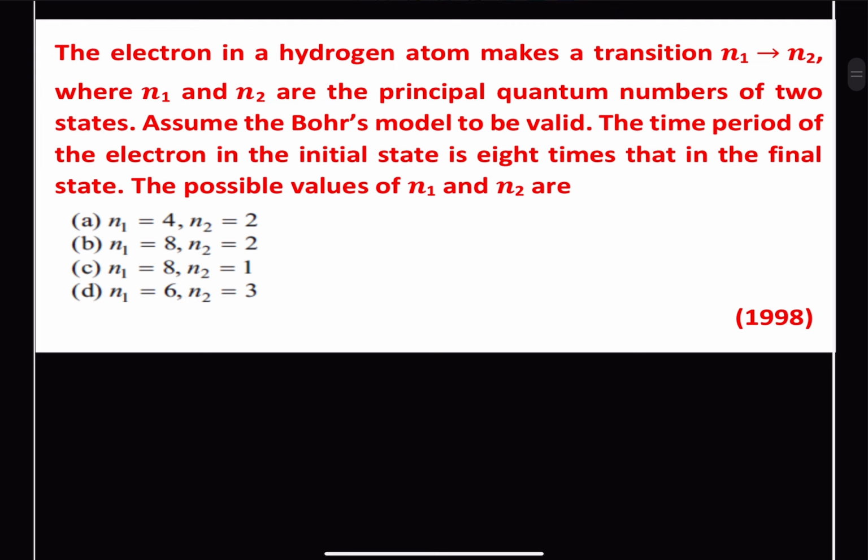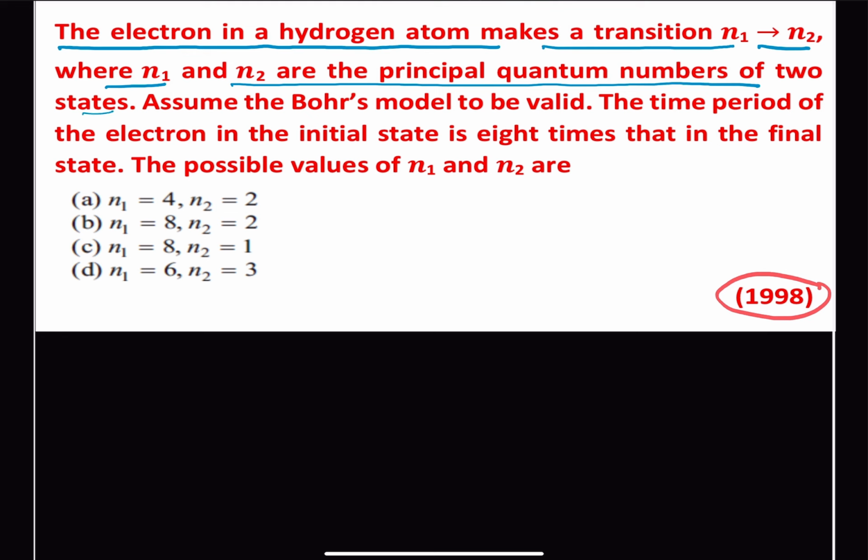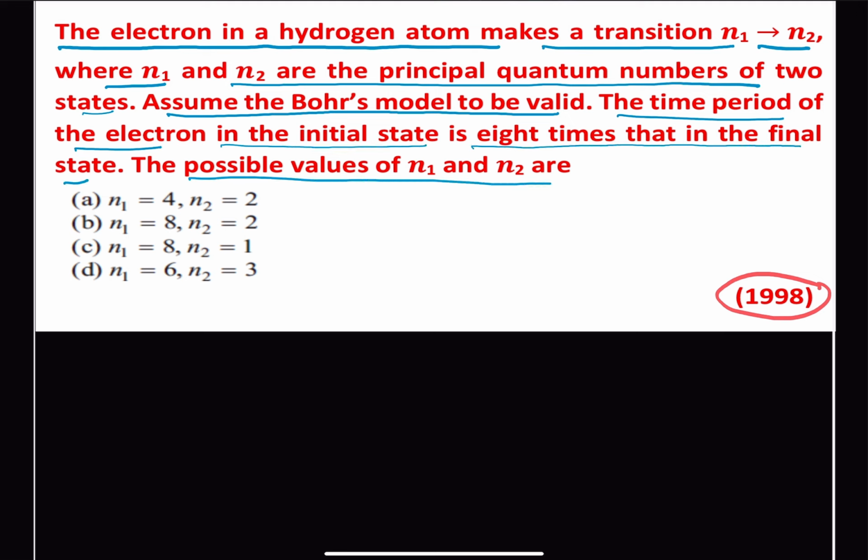It was also asked in the year 1998 and states that the electron in a hydrogen atom makes a transition from n1 to n2, where n1 and n2 are the principal quantum numbers of the two states. Assume Bohr's model to be valid. The time period of the electron in the initial state is 8 times that in the final state. The possible values of n1 and n2 are. It can be single correct as well as multi correct.